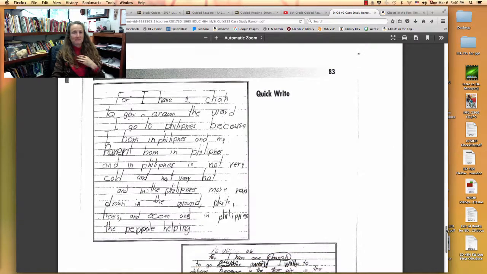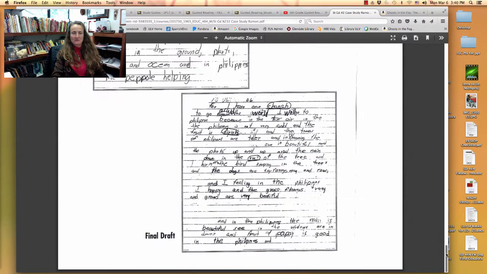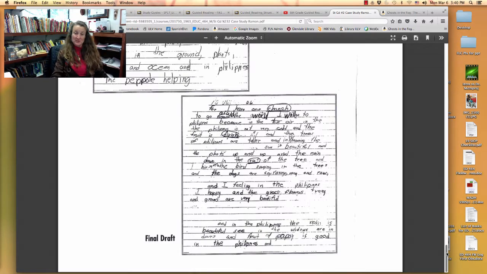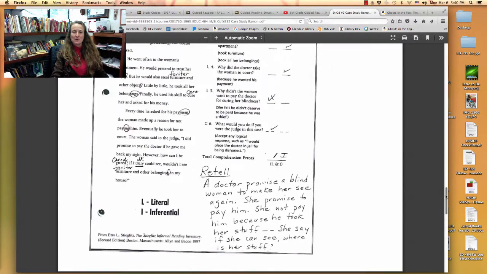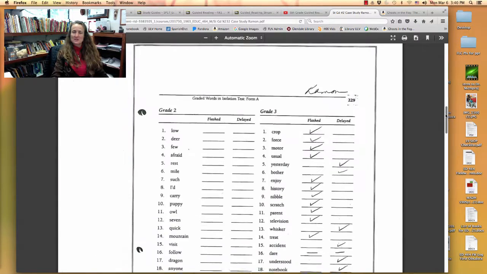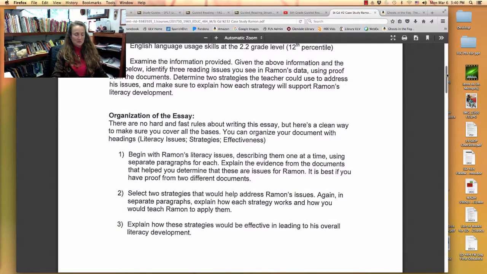And then we have his retell, what he summarized about the story. And then we've got his writing samples. Here is just a quick write. And then here's his revised sort of final draft, really just a second draft, which still has some errors, but is certainly coming a long way. So hopefully that will give you enough information to make sense of this, and then you can go through and look for patterns to write your essay.